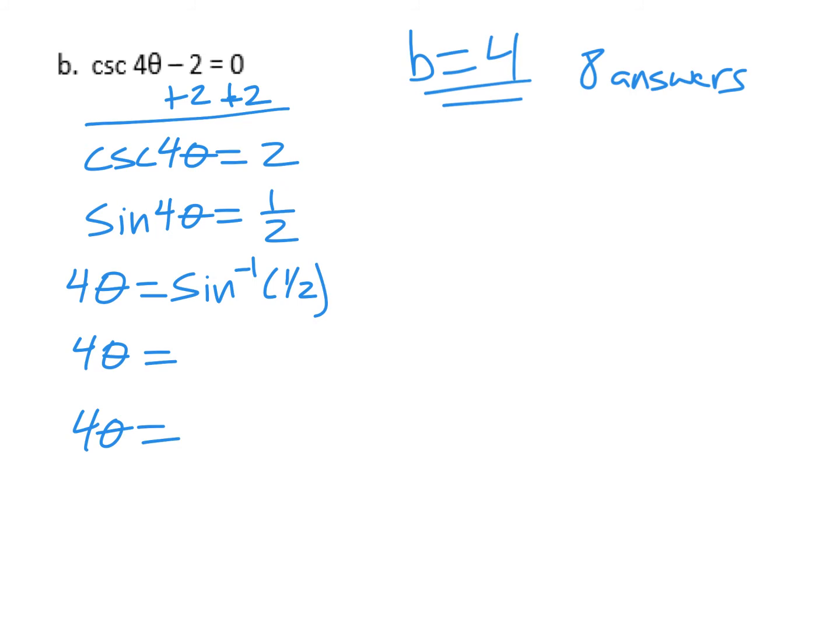I go to the unit circle and see, okay, pi over 6, 5 pi over 6, right? If there was no 4 there, we'd be done, right? That's a really good way to look at this. If there was no 4 with the theta, we're done. We have our 2 answers, okay? We got to deal with that 4, okay?